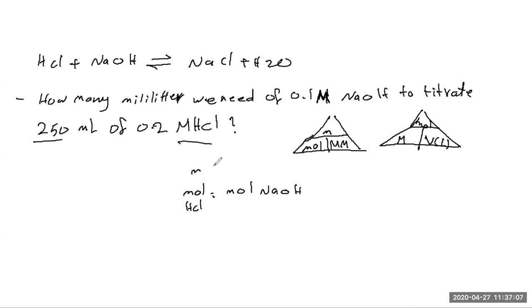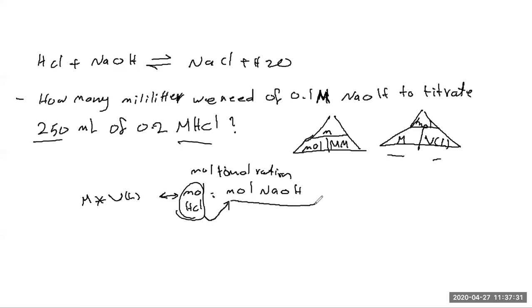Okay, so here, mole to mole ratio. We need to reach here. We can reach it from molarity times the volume for HCl. That times the volume in liter, we will get the mole of HCl. Then we will use the mole-to-mole ratio to calculate the mole of vinegar.